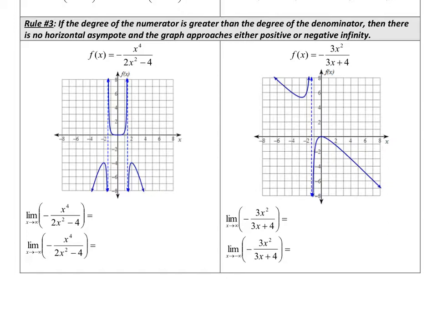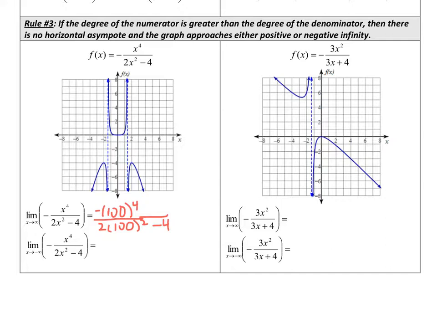So we know that there's going to be no horizontal asymptote, and we know it's going to approach positive or negative infinity. But how can we do that? So what you want to do is pick a very large number for x. So let's pick infinity, a number close to infinity, we'll say is 100. So we're going to take 100 to the fourth divided by 2 times 100 squared minus 4.